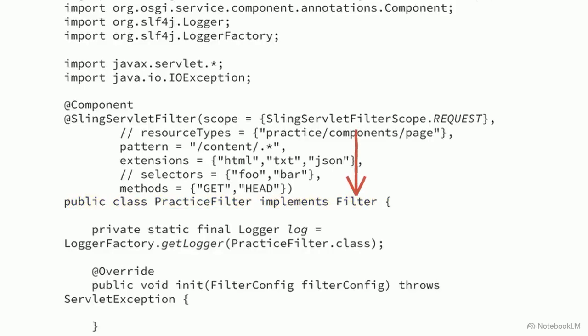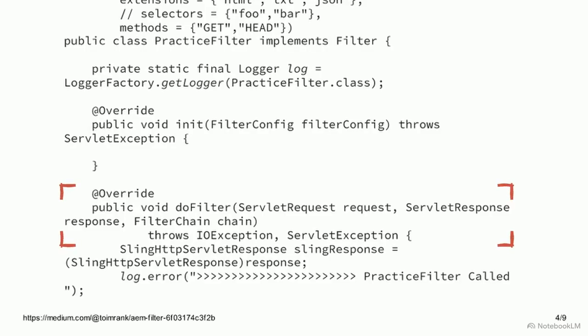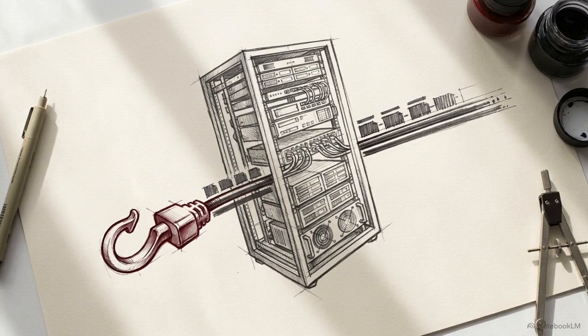To create one, the absolute minimum requirement is to implement the standard Java javax.servlet.Filter interface. Inside this interface, the doFilter method is the exact location where your custom interception logic has to live. Without this interface implementation, the server lacks a hook to inject custom security or pre-processing rules into the request lifecycle.